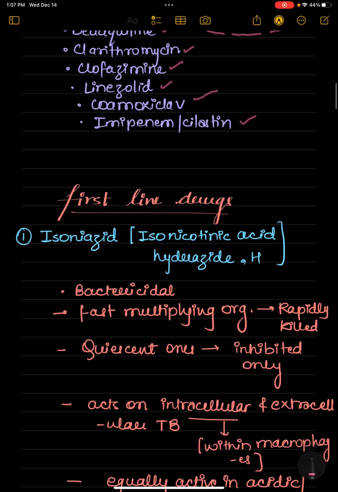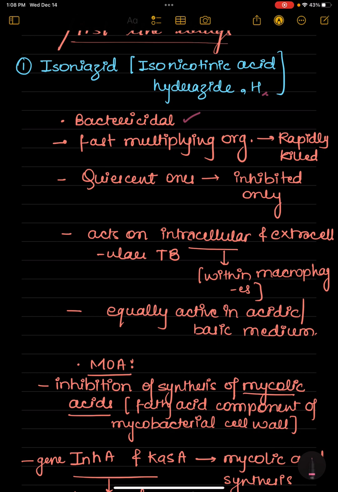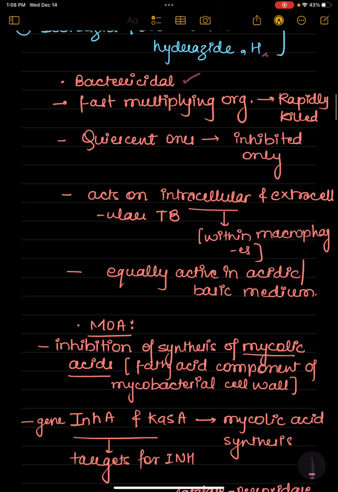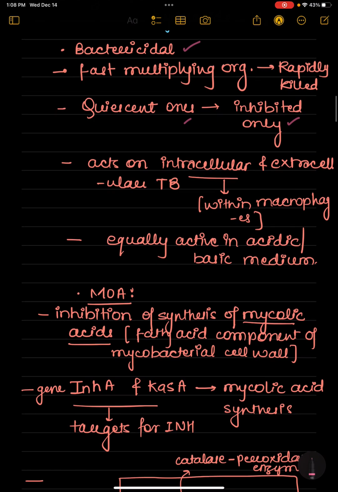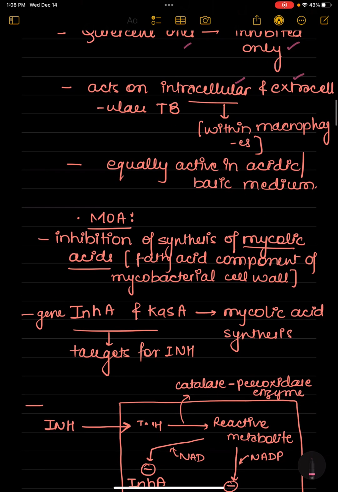Let's study about first line drugs. First is isoniazid. Isoniazid chemical name is isonicotinic acid hydrazide and is represented with the letter H. Isoniazid is bactericidal, and in bactericidal it acts on fast multiplying organisms, and quiescent ones are inhibited only. They act both on intracellular and extracellular TB. They are equally active in acidic and basic medium.